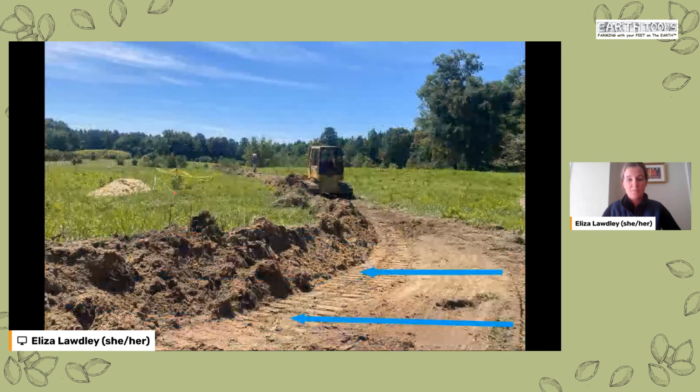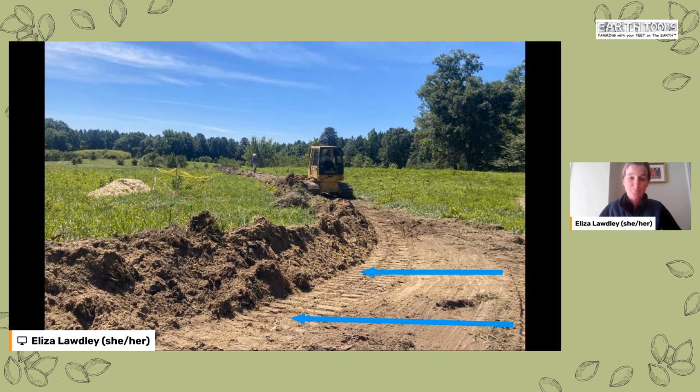Another example of this was at the Triangle Land Conservancy, and I'll talk more about this project in a moment, where I got to work with Mark Shepard's team, our staff at the Triangle Land Conservancy, and an awesome local organization called Leaf and Limb to implement a 17-acre keyline design system. Again, you see the blue arrows in the bottom right.